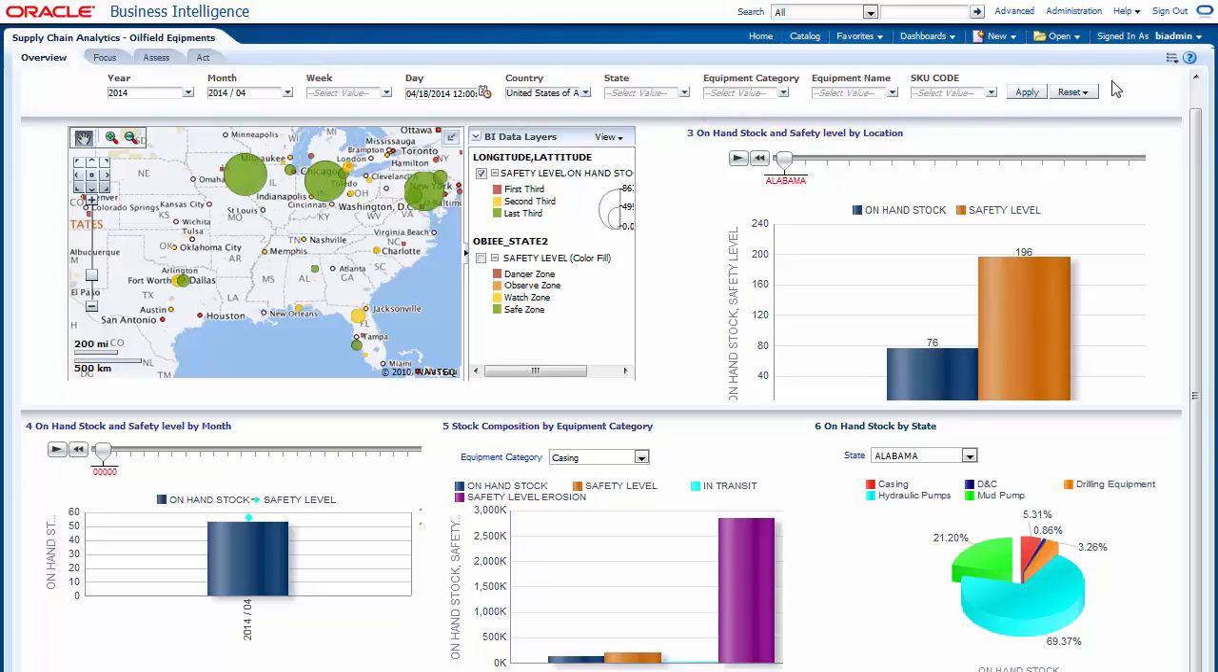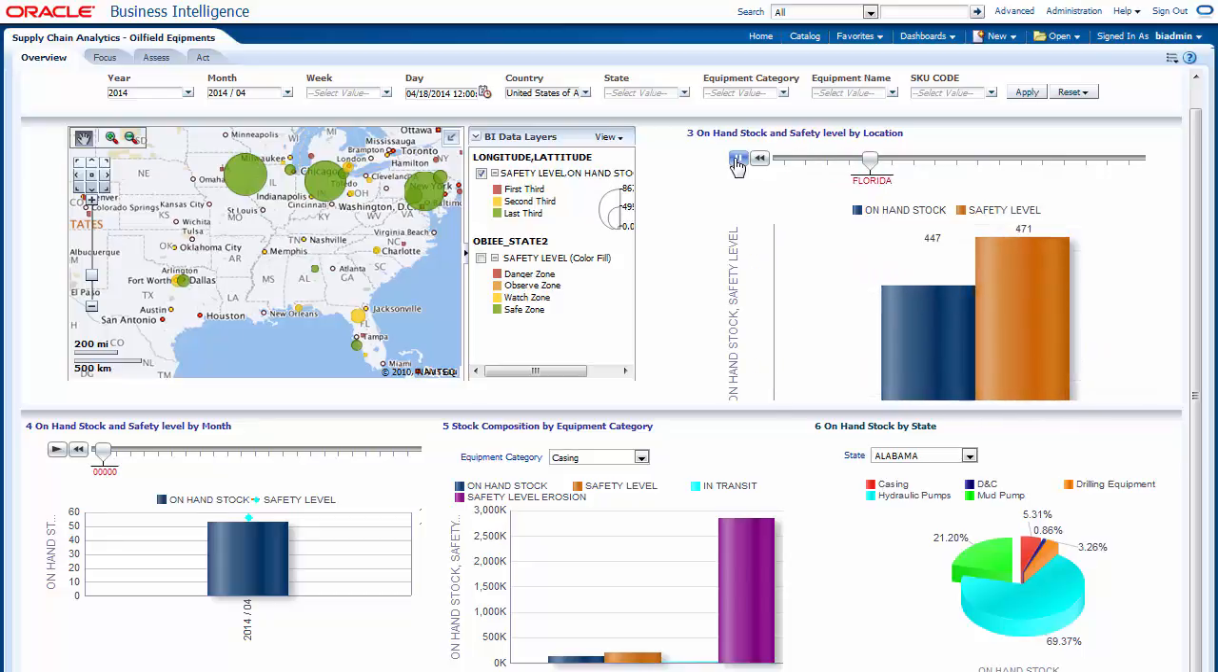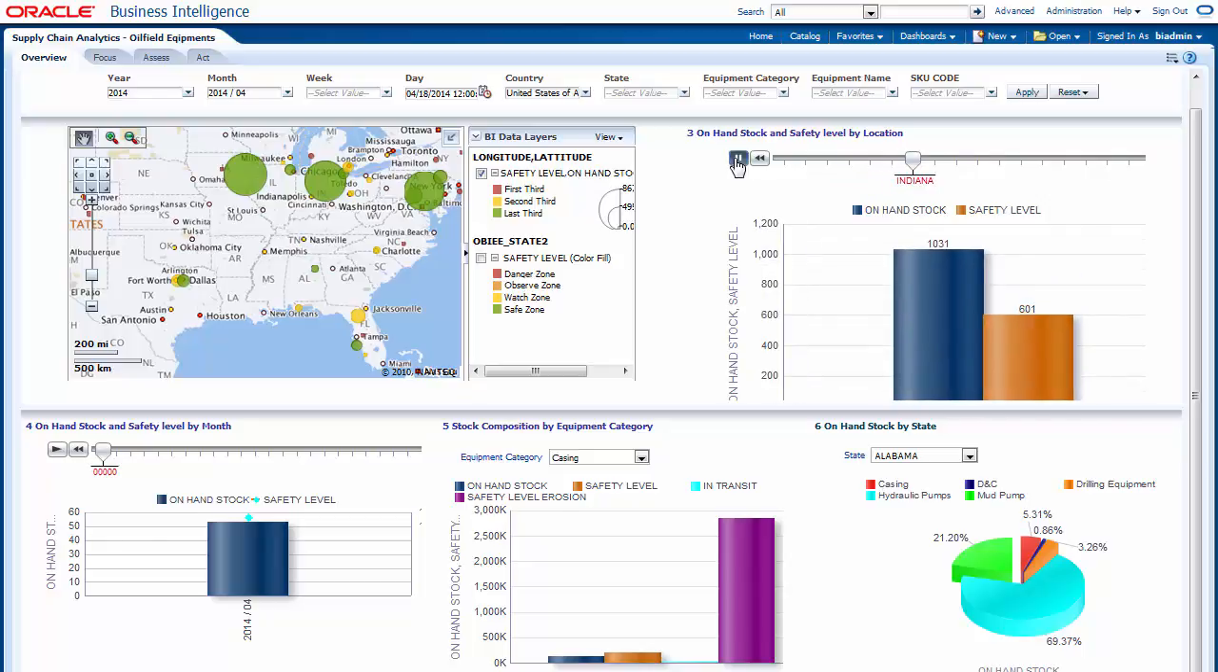Let us take a walkthrough of the Overview tab for the SupplychainLytics solution. At the top of the dashboard, there are various options for filtering data by time, location, and equipment. Chart number 3 provides on-hand stock and safety level by location. The same Overview tab has chart number 4, which provides the on-hand stock and safety level by time.